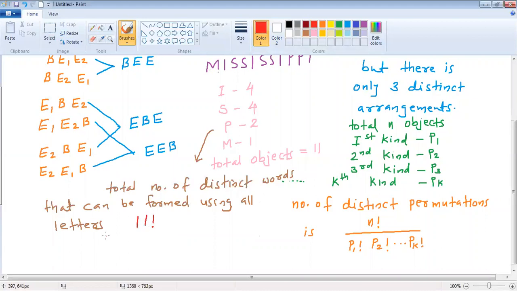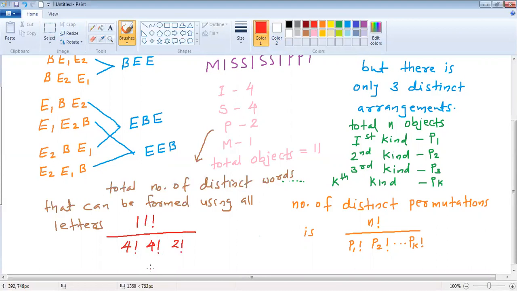So 11 factorial divided by I is repeating 4 times, so 4 factorial, into S is repeating 4 times, so 4 factorial, into P is repeating 2 times, 2 factorial. So जितना भी repeat कर रहे हो उतना factorial से divide कर देना. So that is the formula.